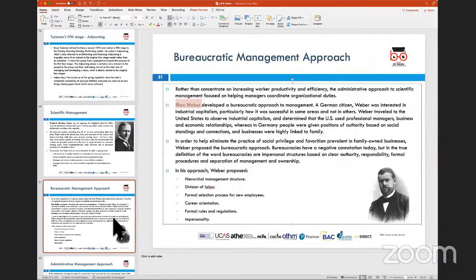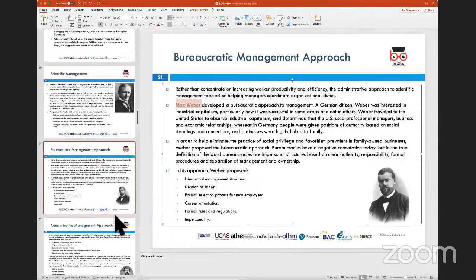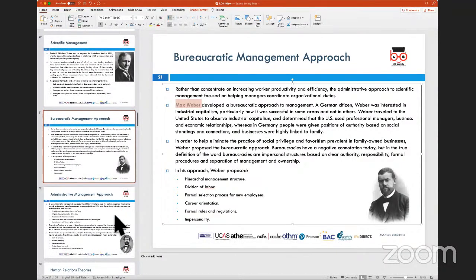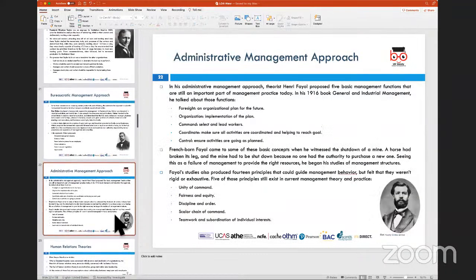This then helps establish clear authority, responsibility, formal procedures and processes, and it separates management from ownership of the organization, which allows workers to work independently. So this was the second school of thought, wherein he said that workers should concentrate on increasing productivity and efficiency, and this is primarily done through bringing in managers, who would help monitor the day-to-day jobs of how workers work within factories. The third aspect was the administrative management approach.